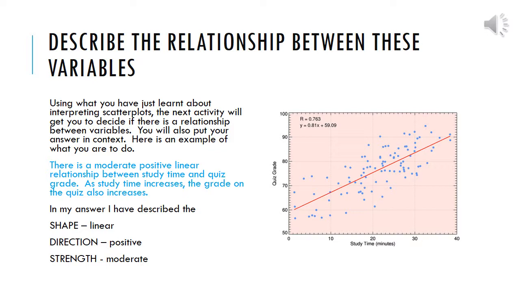So there's an example there written in blue, and it says there is a moderate positive linear relationship between study time and quiz grade. As study time increases, the grade on the quiz also increases. So the link to the context, I'm talking about study time, I'm talking about quiz grades, always linking it back to the context, as well as having the interpretation of the scatter plot in there as well. You'll see I've used the word moderate, so that's about the strength. I've got positive, that's the direction, and linear, which is about the shape.